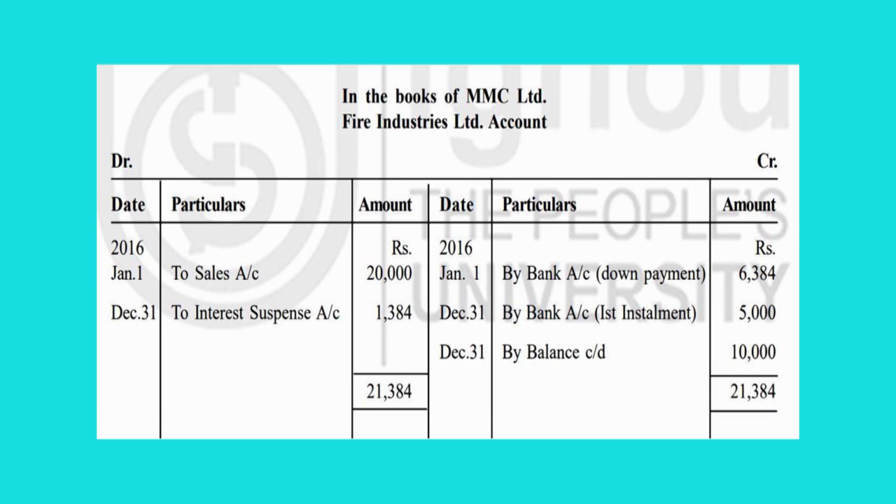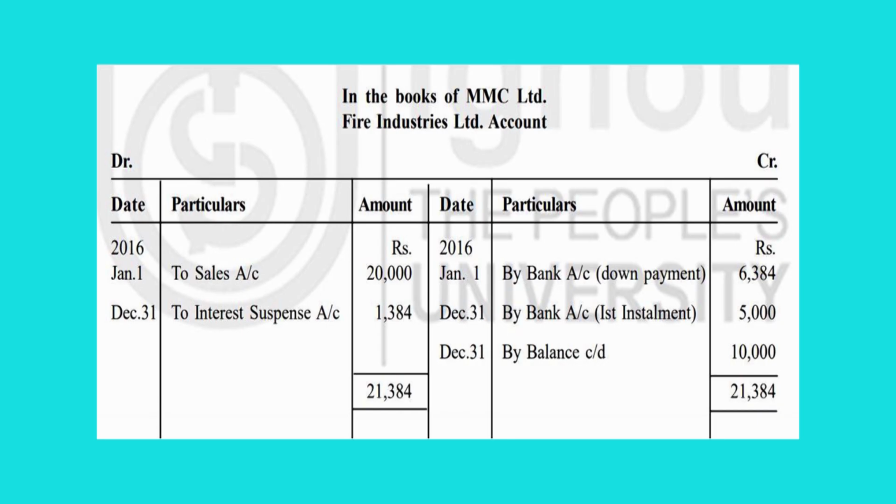10,000, total is 21,384, and here the interest suspense account has been credited. The vendor will make the entry: buyer account debit to interest suspense. So, in the books of buyer, to interest suspense 1384. This is the total amount of interest which the buyer is supposed to pay to the seller. So, total is 21,384.